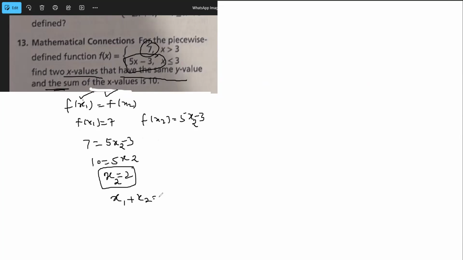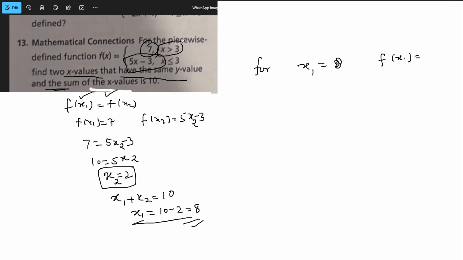But x1 plus x2 is 10, so x1 becomes 8. So you can say for x1 equal to 8, f(x1) means f(8). And this is true because x is greater than 3, and f(8) is 7. This is true. And x2 is equal to 2.